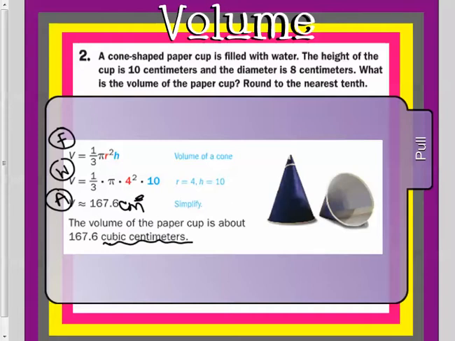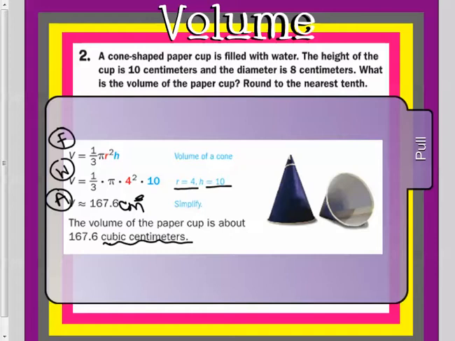So centimeters cubed. What we did here was we plugged in the radius of 4, we squared that to get 16, multiplied it by 10 to get 160, times pi and 1/3, and we got 167.6 centimeters cubed.